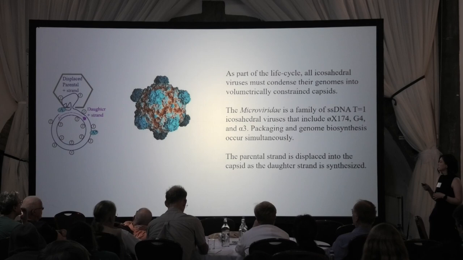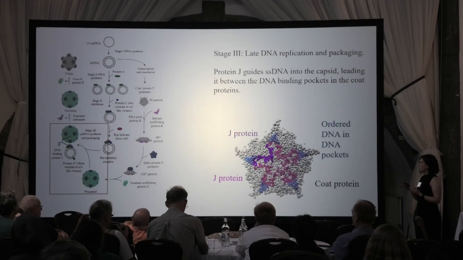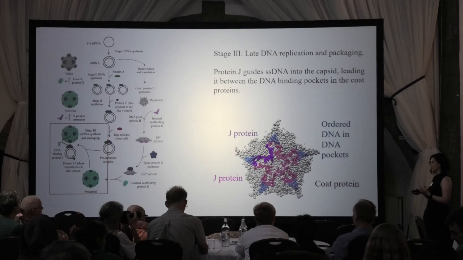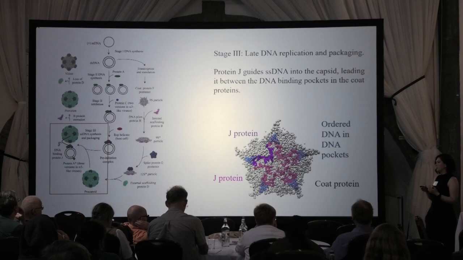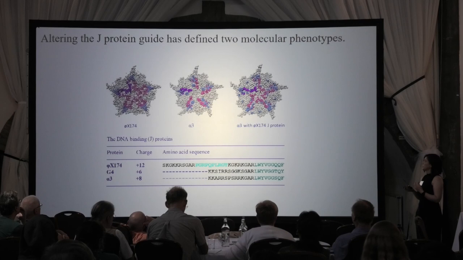And so this occurs during stage 3 of replication, and as we've heard before, the DNA guiding protein, J protein, comes in, interacts with the DNA, and guides the DNA into the capsid, in between DNA binding pockets within the coat protein. And so the J protein is the guide protein.